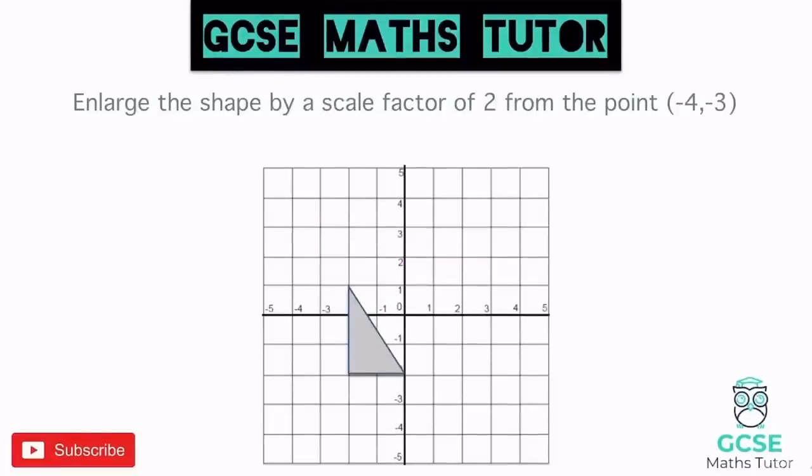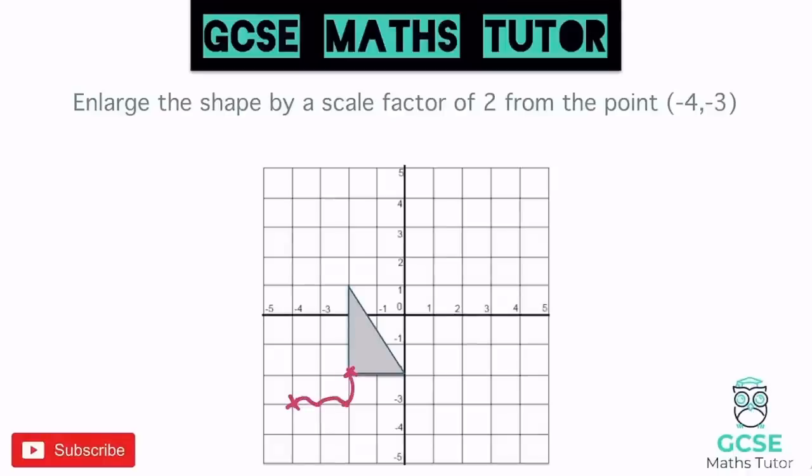Okay, so enlarge the shape by a scale factor of 2 from the point -4, -3. So let's identify that point first, -4, -3, and then we're just going to enlarge it by a scale factor of 2. So what I do is I pick a point on the shape, normally the closest one, let's say this one here, and I just think, all right, how do I get there from the point? So we go 2 across and 1 up.